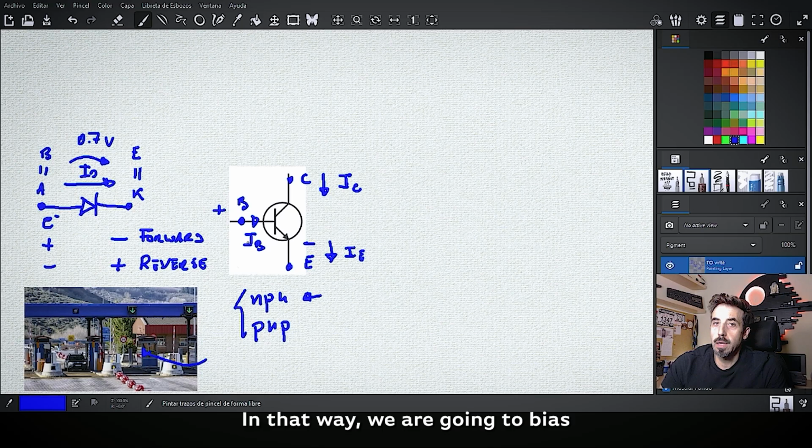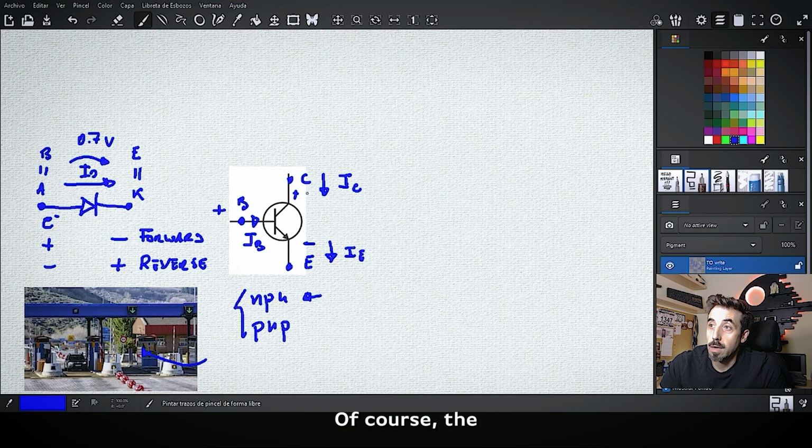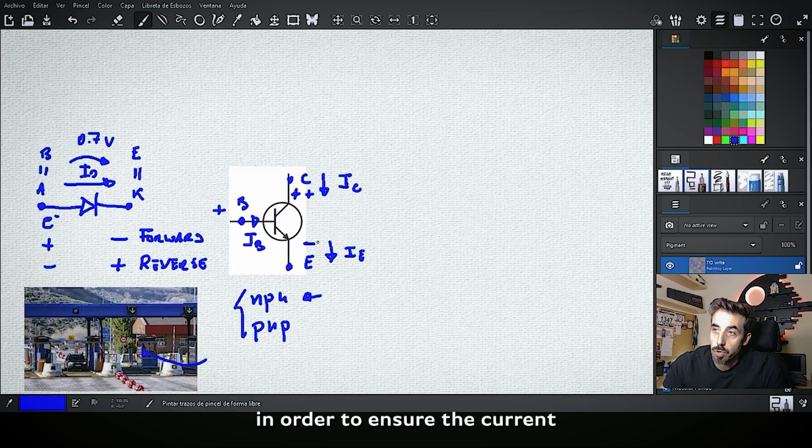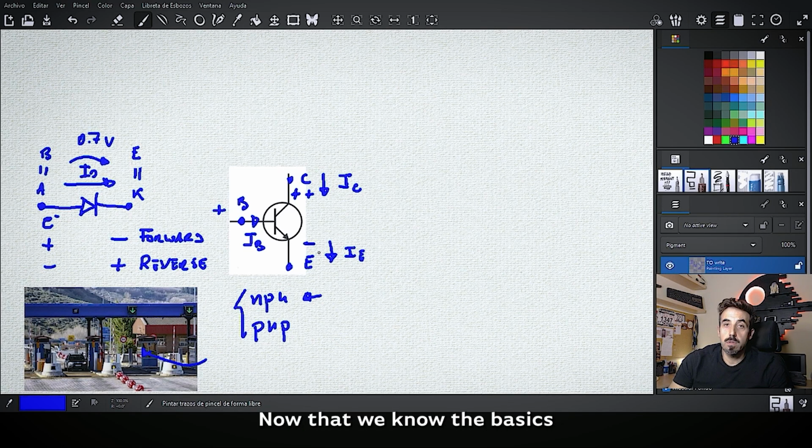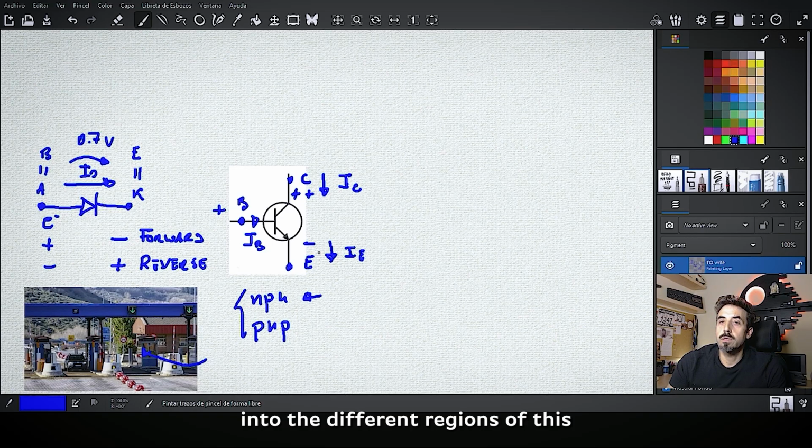In that way, we are going to bias this union between base and emitter in forward, and we are going to have current, and we are going to activate the device. Of course, the collector should also be positive in order to ensure the current from the collector to the emitter. Now that we know the basics about this device, it is the moment to dig deeply into the different regions of this component, but using a numerical example.